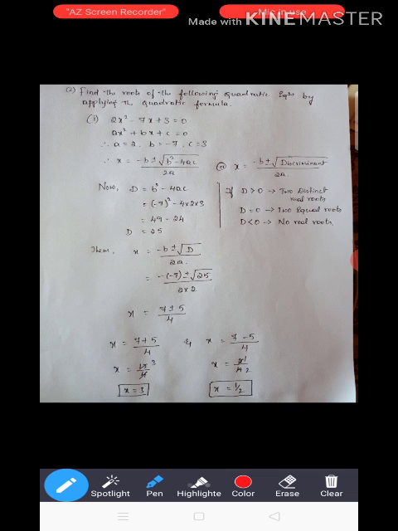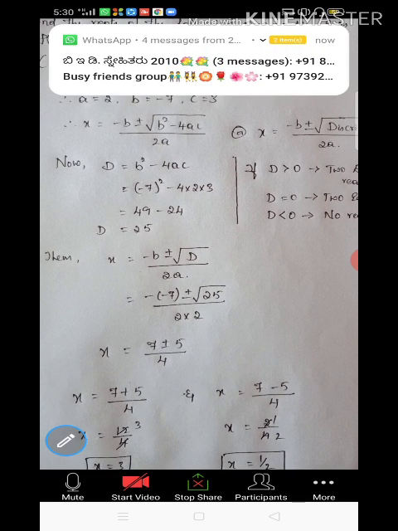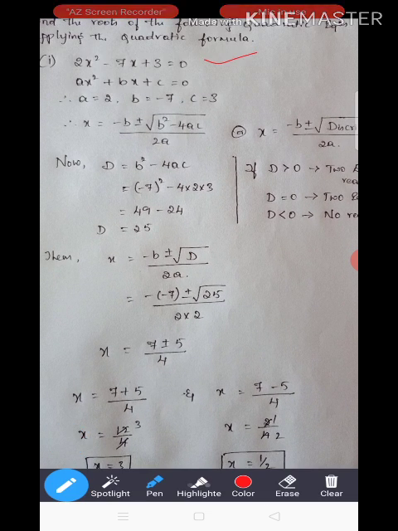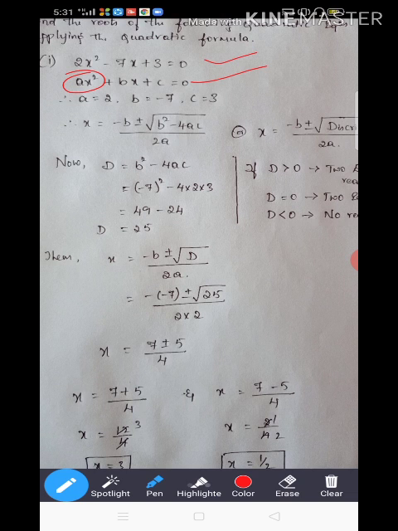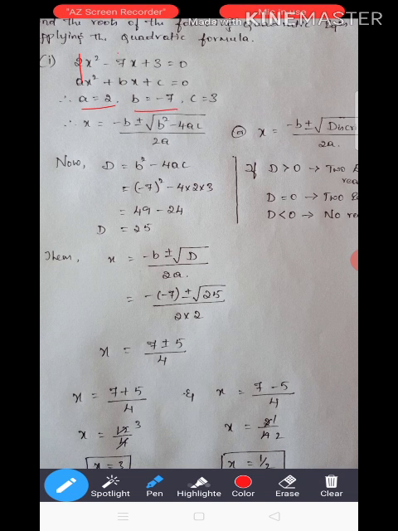Here is the question: 2x square minus 7x plus 3 equals 0, and this is in the form of a quadratic equation. You know the general form of a quadratic equation is ax square plus bx plus c. Here you can observe that the coefficient of x square is a, the coefficient of x is b, and the constant is c. So a equals 2, b equals minus 7, don't forget the sign, and c equals plus 3. We got the values of a, b and c.